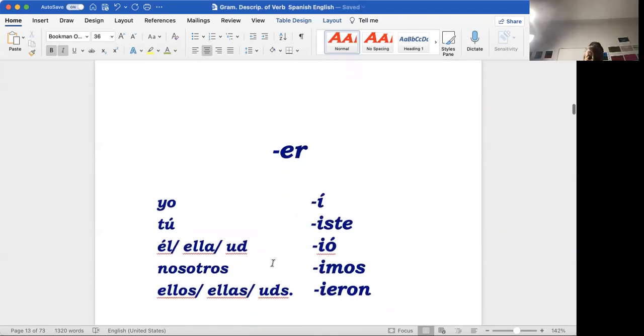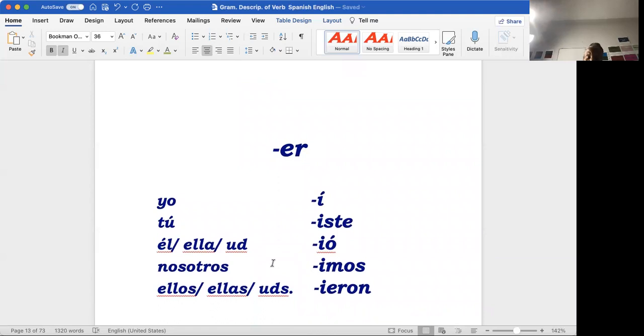Now we're talking about the ER verb in the past, in the pretérito. So we're talking about the verb comer. We remove the ER. And here it goes. It's í, iste, ió, imos, ieron. Now notice here, the ending in nosotros is emos, not amos. So it's comí, comiste, comió, comimos, comieron.